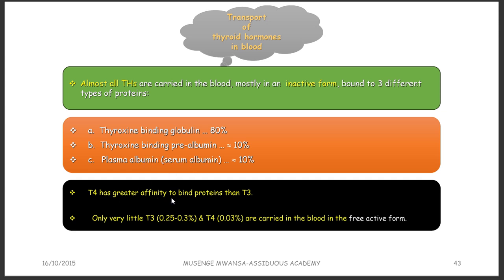T4 has greater affinity to bind proteins than T3. Because of this, that is why T4 is actually inactive. Because when it is bound to these proteins, it is just there to be transported. It's not free to work. That's why it's inactive. And only very little T3 and T4 are carried in the blood in the free form. The majority of the hormone is carried bound to any one of these three proteins. Please take note of them.